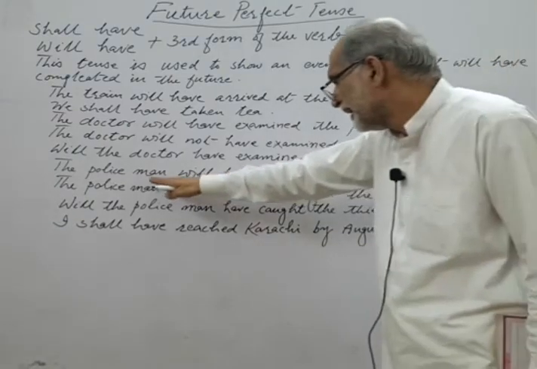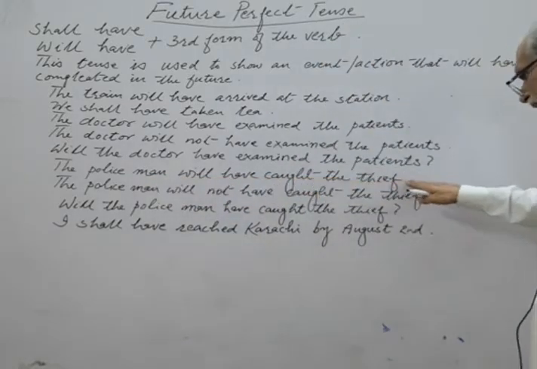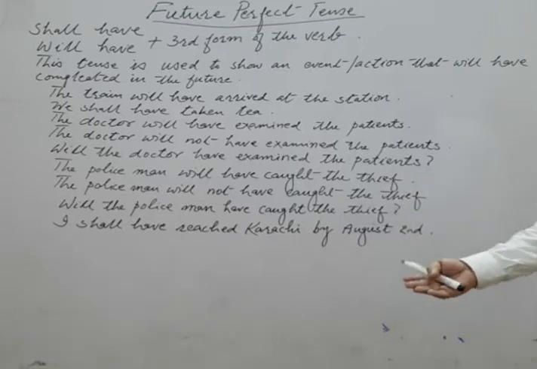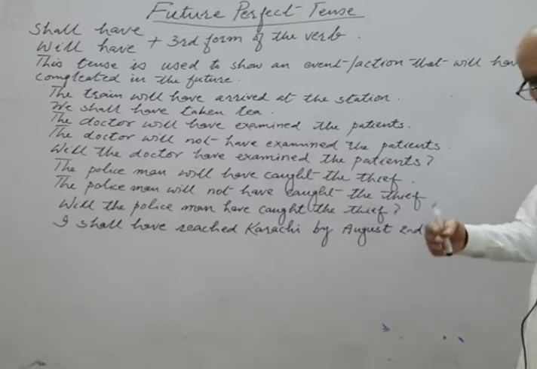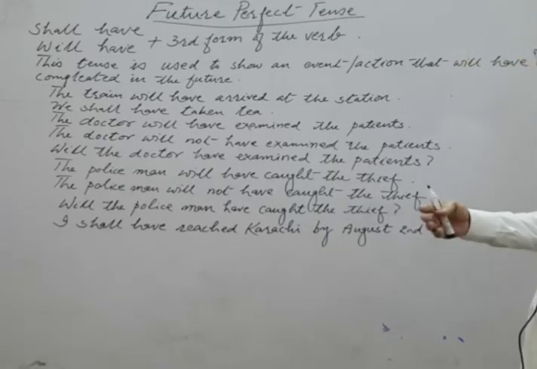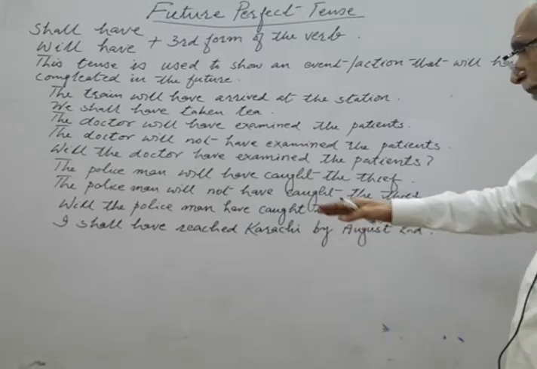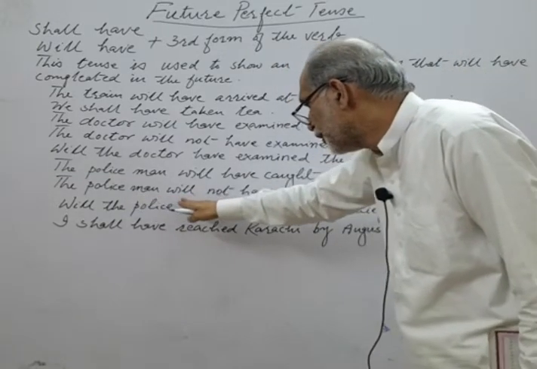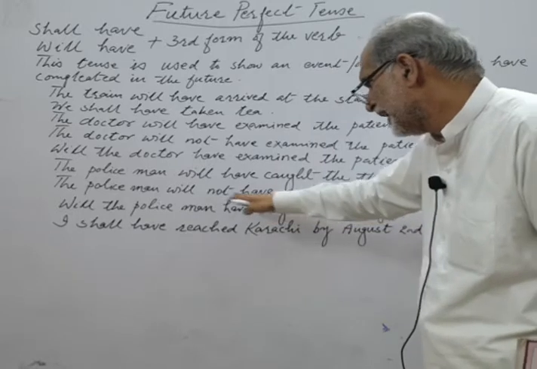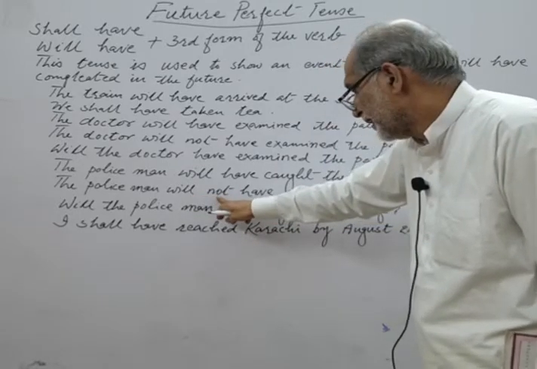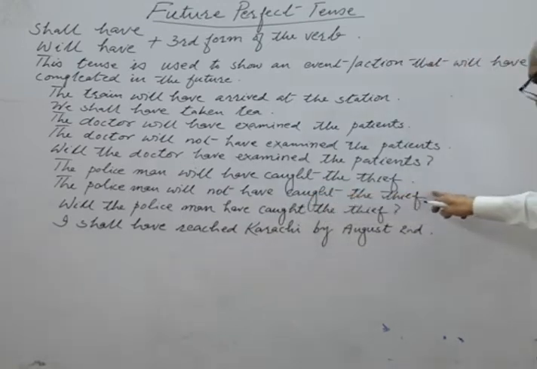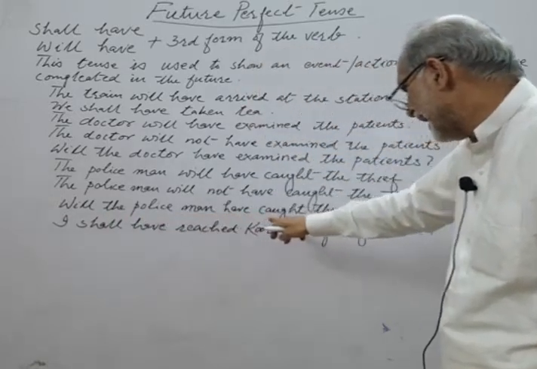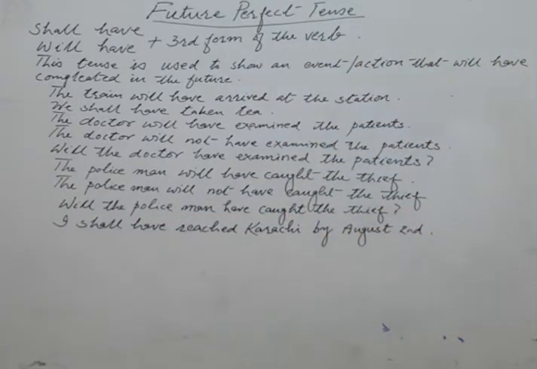The policeman will have caught the thief. यानी कि आप पुलिस का आदमी एक चोर के पीछे गया हुआ है और आप कहते हैं कि इस वक्त तक पुलिस वाले को चोर को पकड़ लेना चाहिए. ठीक है, the policeman will have caught the thief. The policeman will not have, देखिए विल के बाद नॉट आ रहा है, will not have caught the thief. Or question kaise bana hai, will the policeman have caught the thieves?